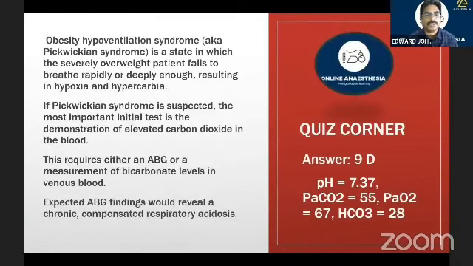Obesity hypoventilation syndrome is otherwise called Pickwickian syndrome. It is a state in which a severely overweight patient fails to breathe rapidly and deeply, resulting in hypoxia and hypercarbia. When Pickwickian syndrome is suspected, the most important initial test is estimation of arterial carbon dioxide. This requires either an ABG or a measurement of bicarbonate levels in venous blood. The expected ABG finding would reveal chronic compensatory respiratory acidosis.